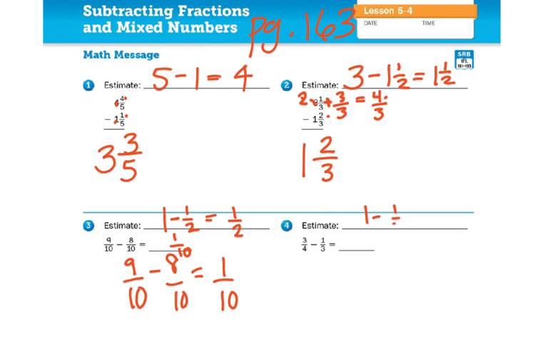1/3 is close to a half. So 1 minus a half, my answer should be probably pretty close to a half. Now I'm going to write it vertically. So much easier.